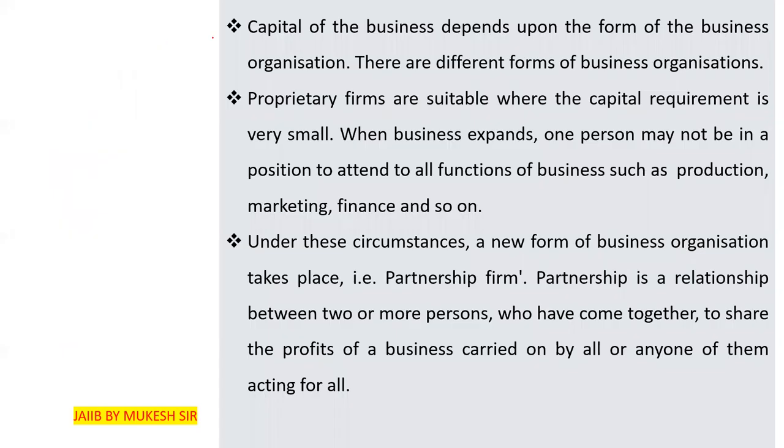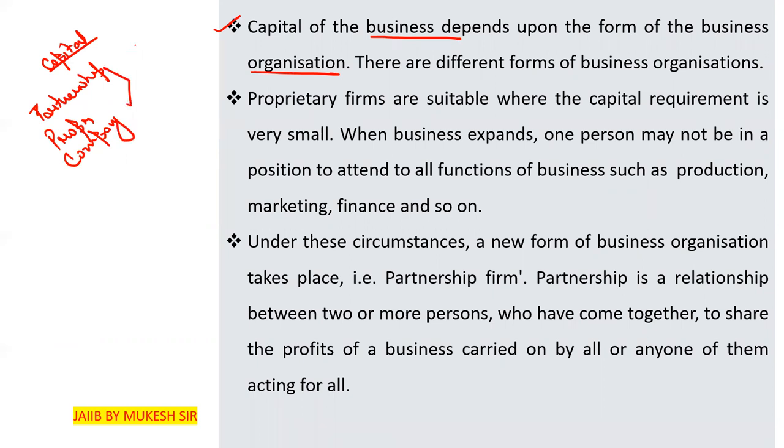First of all, the capital of the business depends upon the form of the business organization. For partnership it is different, for proprietorship it is different, for a company it is different. For all of these we will require capital, but the name is different. In proprietorship, it is only the single owner's capital. Here it is partner share. So there is a little bit of difference among all these.